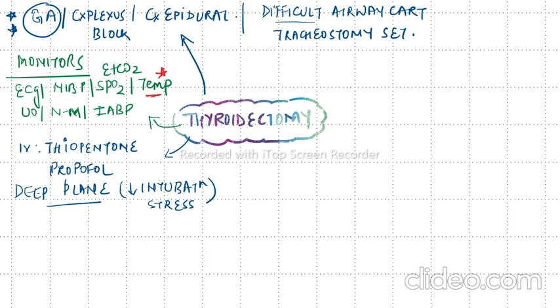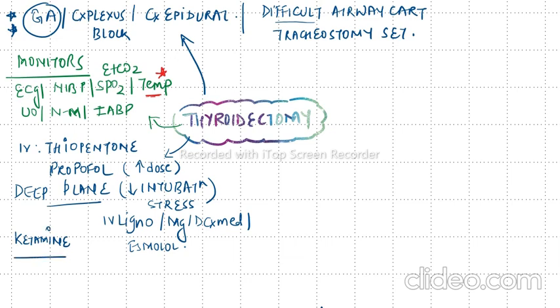You can decrease it by giving IV lignocaine or Dexmed or esmolol. You can use propofol, but you have to increase the dose slightly because it has rapid metabolism due to high metabolic rate. You cannot use ketamine in these patients. Okay, not at all. It stimulates the sympathetic system. Again, you can check out my video.